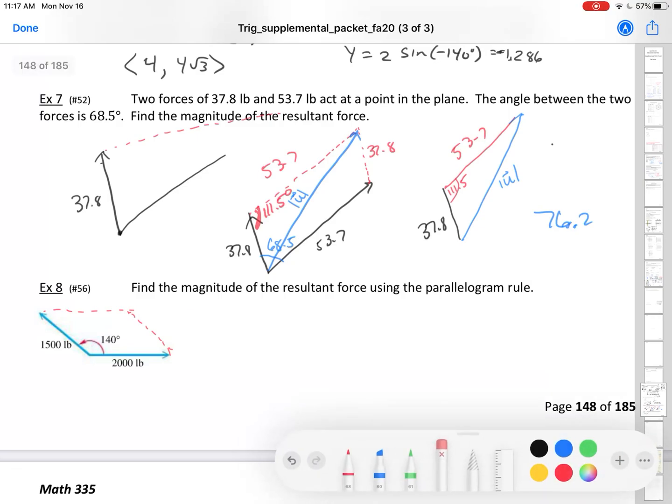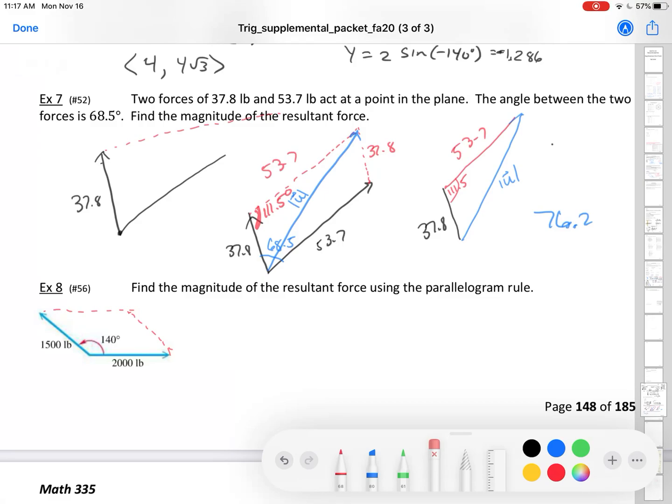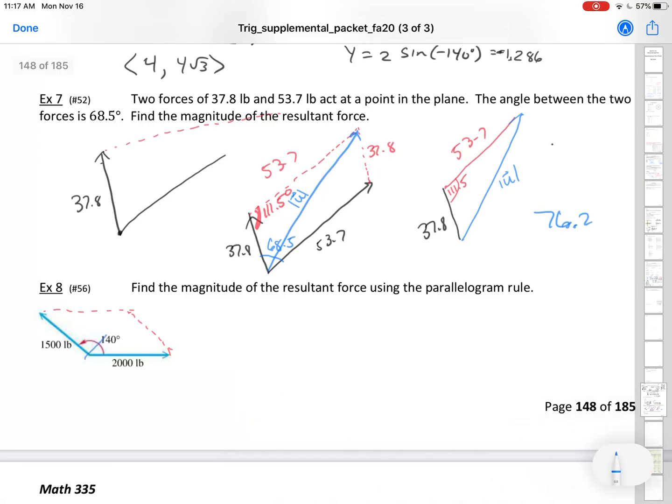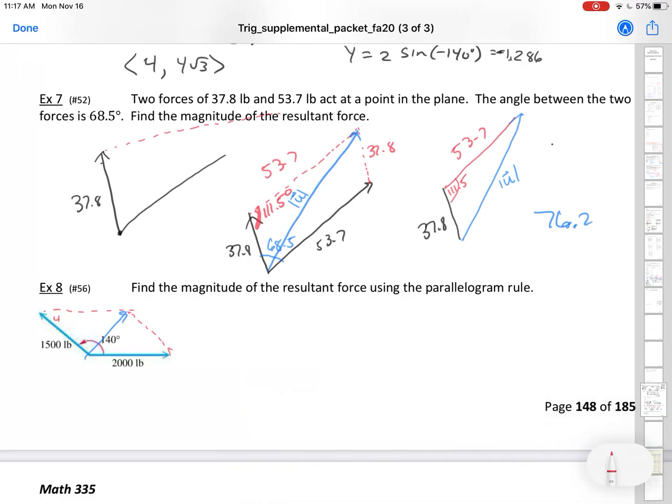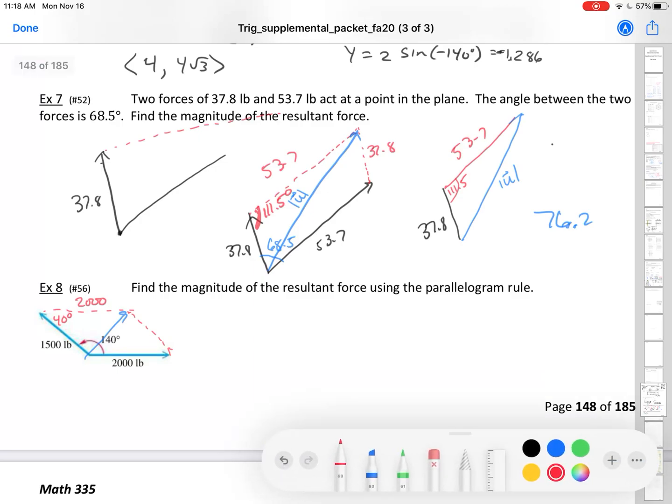Okay, so what are we looking for? It's the exact same problem. We are looking for this blue line right here. What do we know? Well, if this is 140, we know that this top angle is 40, because remember, they have to add up to be 180. Okay, so that top guy there is 40. So remember, this is 1500, this is 2000, so we're set. We need to find the magnitude of that blue line.